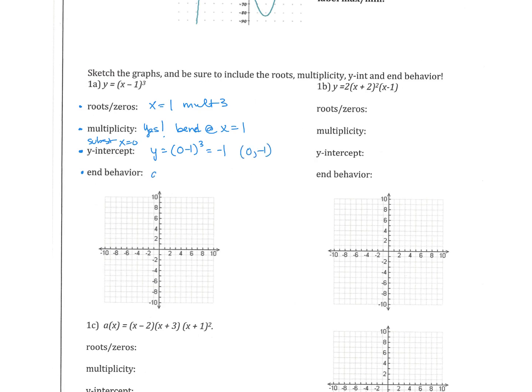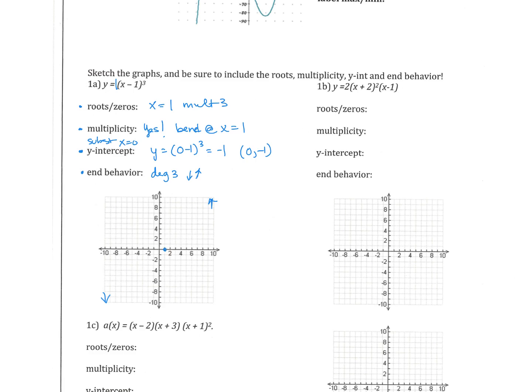And my end behavior, well, this is degree 3 with a positive 1 leading coefficient in the front. So that would be down on the left and up on the right. And I know that because I've memorized those from page 16. So I'm now ready to graph it.